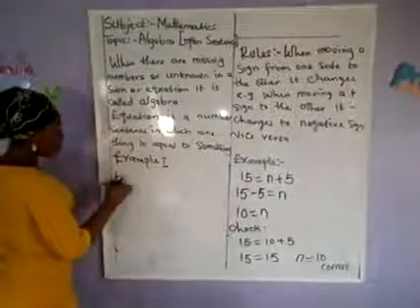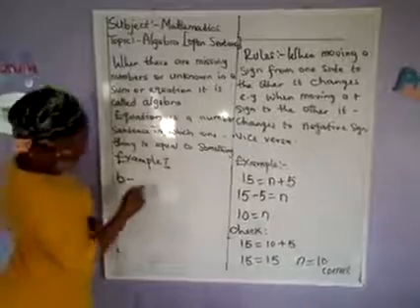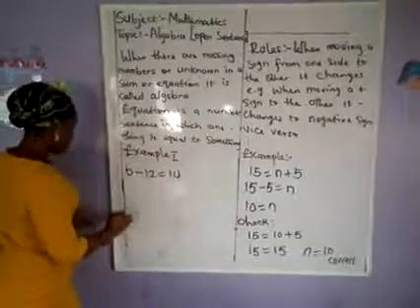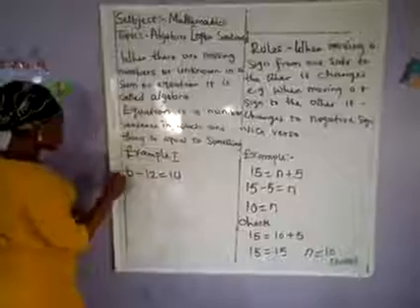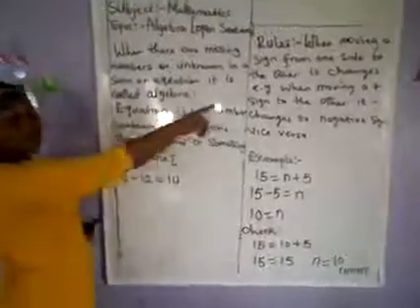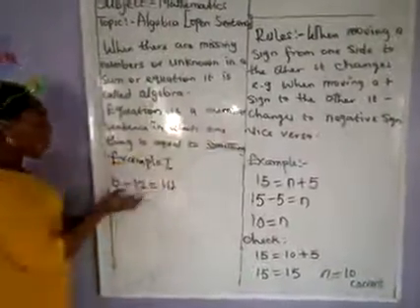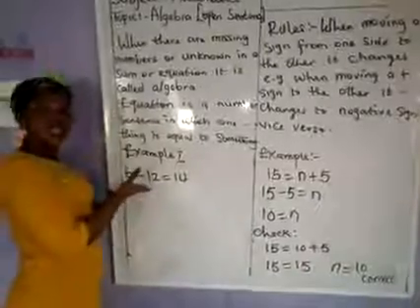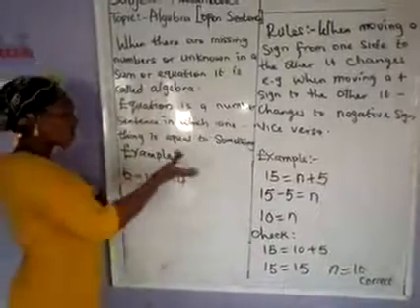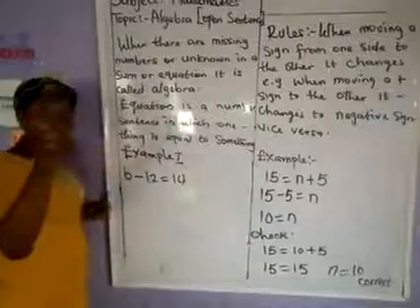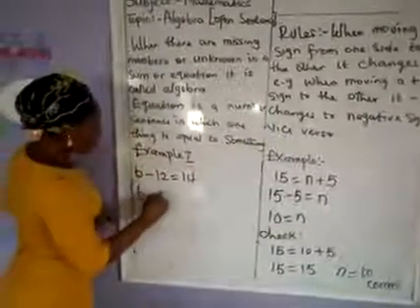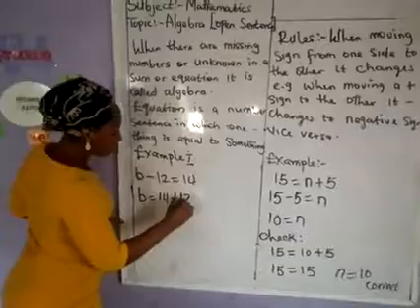When you have b minus 12 equals 14, the rule still remains the same. Knowing fully well that when you are moving your sign, irrespective of any sign it is, now we are having a negative sign here. When you are moving your minus sign to this other side, it changes to positive sign, which is plus. So we have our b equals 14 plus 12.